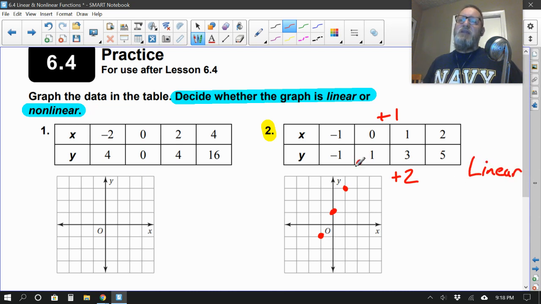Even if I wouldn't have made this graph, I can see that I have a constant rate of change. My x's are increasing by 1, my y's are increasing by 2. So that's definitely linear.